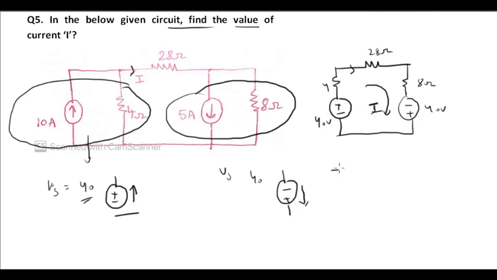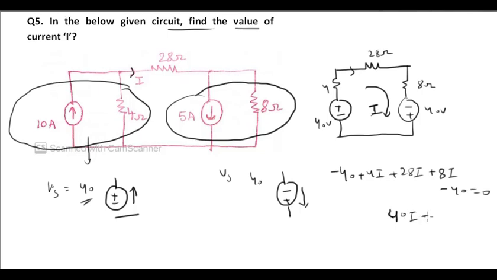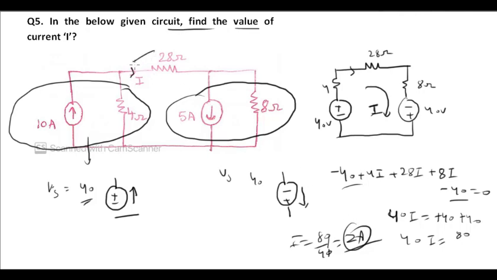Now applying KVL: minus 40 plus 4I plus 28I plus 8I plus minus 40 volt is equal to 0. 4I plus 28I plus 8I is equal to 40I. 40I is equal to minus 40, and moving minus 40 to the RHS gives plus 40, which is equal to 80. 40I equal to 80, so I is equal to 80 divided by 40, which is 2 ampere, the current flowing through the 28 ohm resistance. This is how we can calculate the current by using source transformation.